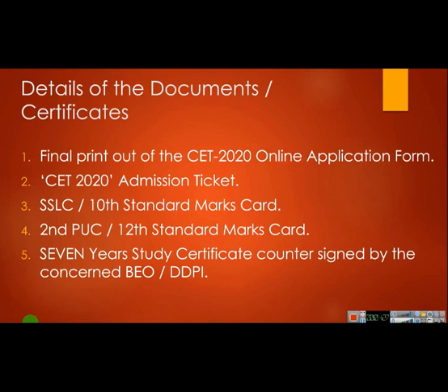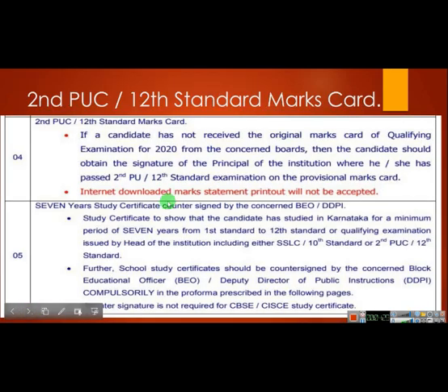So let us see. Here you can see the second PUC marks card, and with a note they have told that an internet downloaded marks card printout will not be accepted. So please go to your college and take your provisional marks card that is signed by your principal. Here they have mentioned it has to be signed by the principal. The next one is the 7-year study certificate, which has to be signed by the BEO office or DDPI office. That officer has to sign the study certificate.